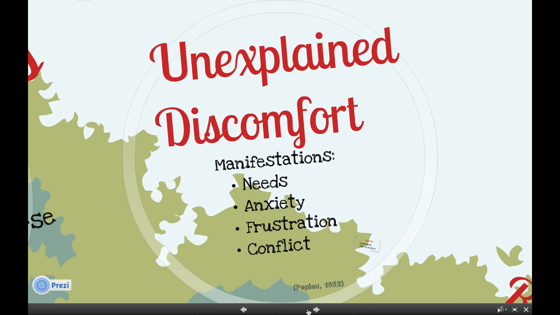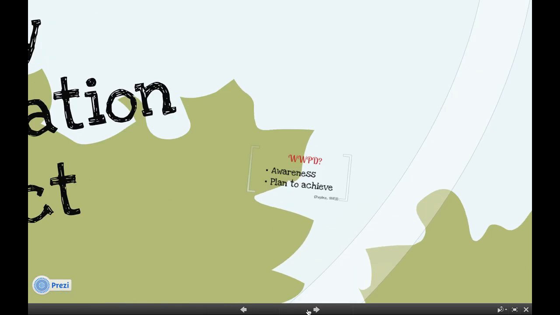Unexplained discomfort is manifested as needs, anxiety, frustration, and conflict. Peplau says that when feelings regarding illness are not permitted to be properly expressed, the feelings become dissociated and begin to operate outside of the awareness and outside of the control of the individual.